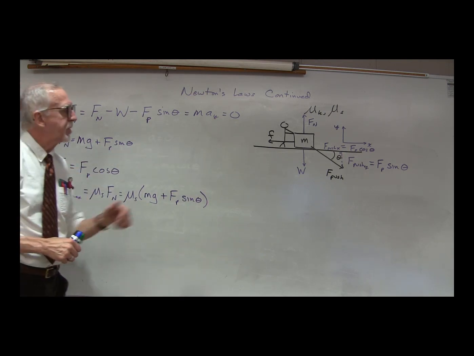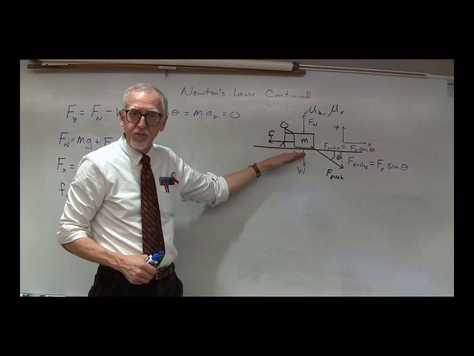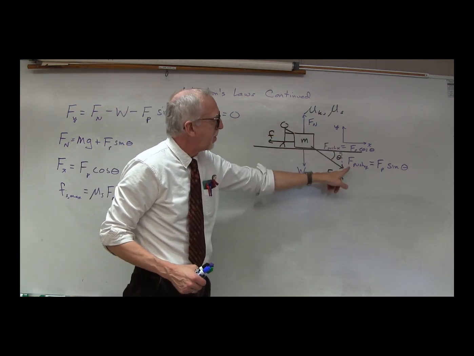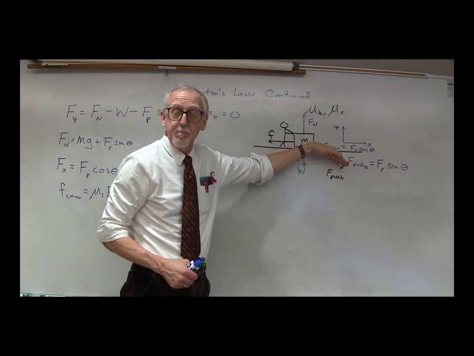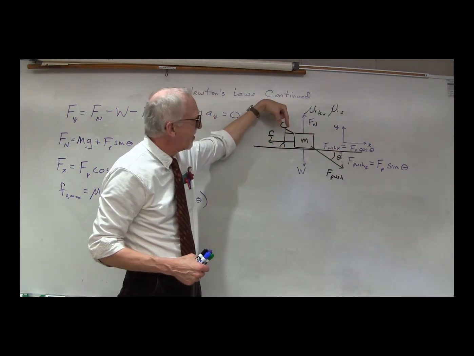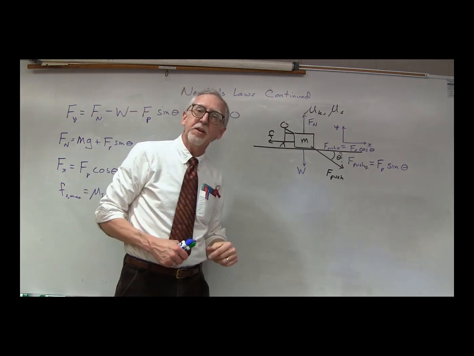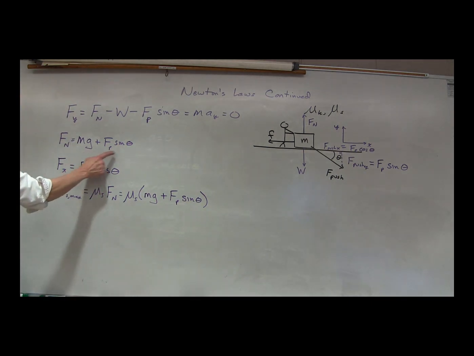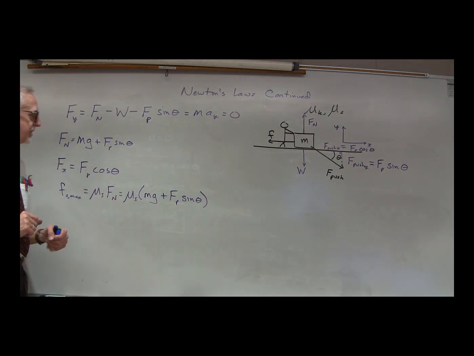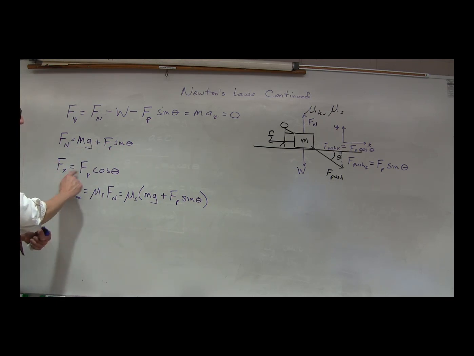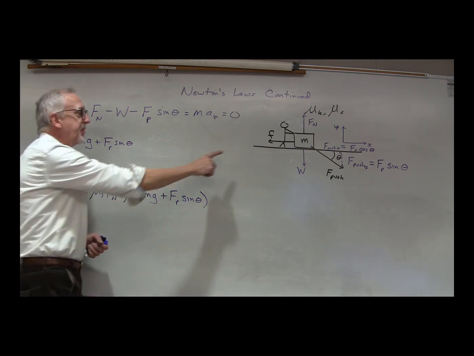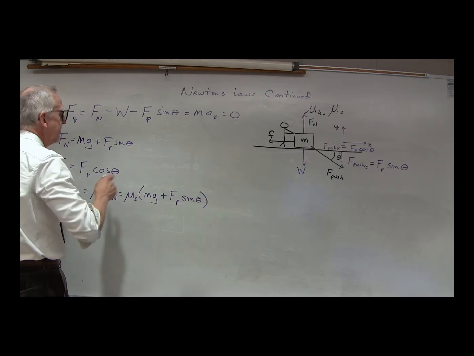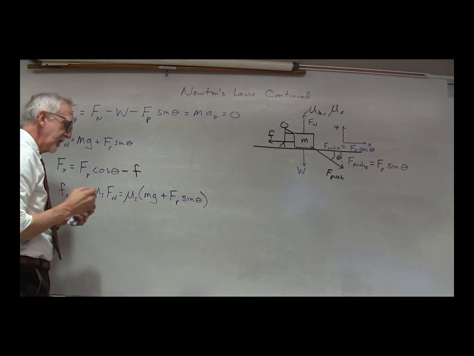Now this makes sense. The normal force has to balance the weight for one thing, but then it's also going to balance a component of the pushing force. Whatever is pushing down is going to increase the normal force. And how much is pushing down? Well, that's the Fp sine theta. So the normal force is increased by an amount Fp sine theta. What are the forces in the x direction? Well, we've got the pushing force, Fp cos theta, but then we're going to have the frictional force in the negative x direction. So we're going to have a minus F.